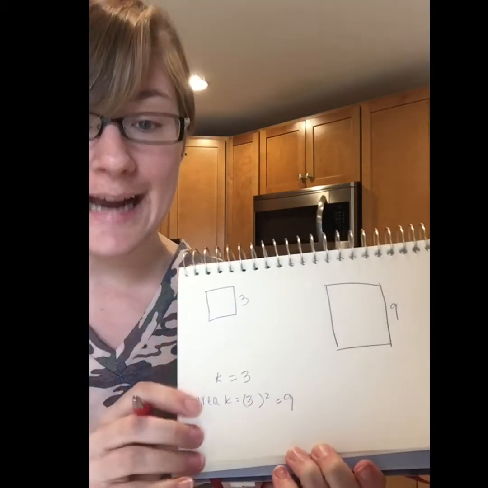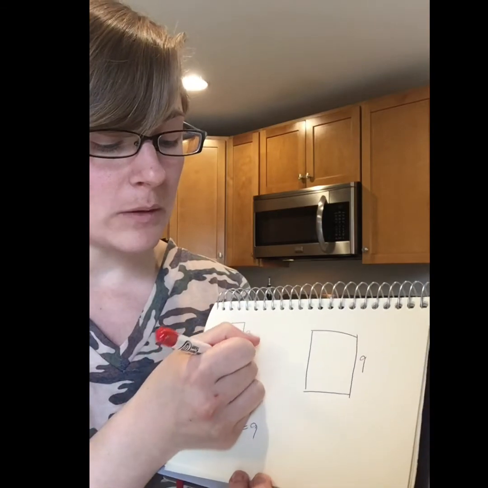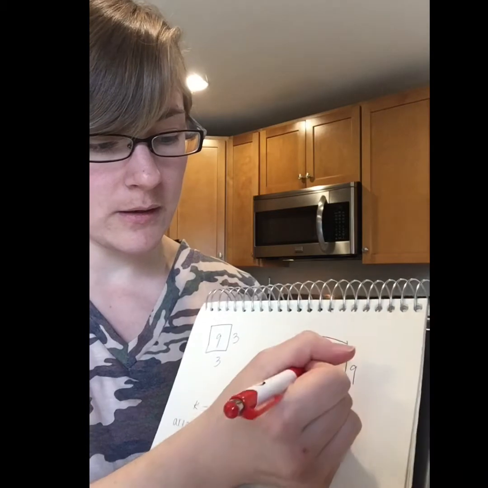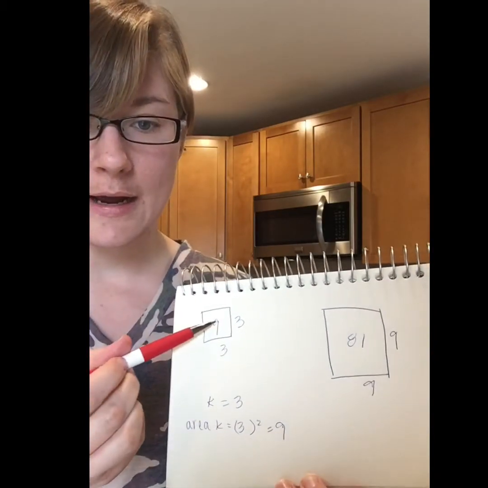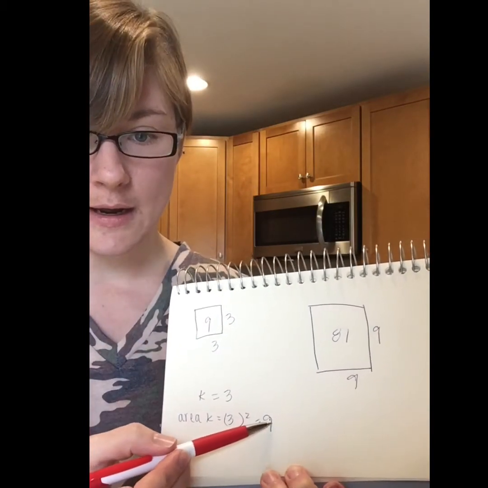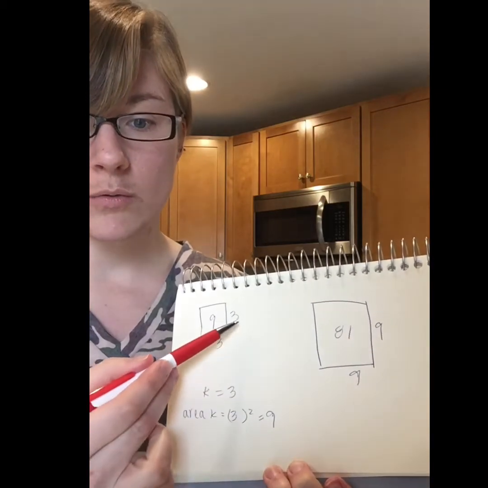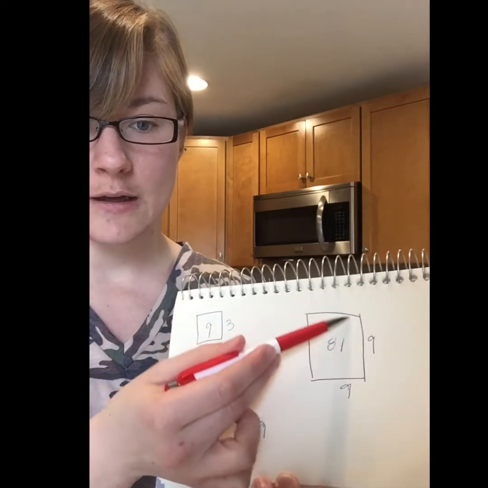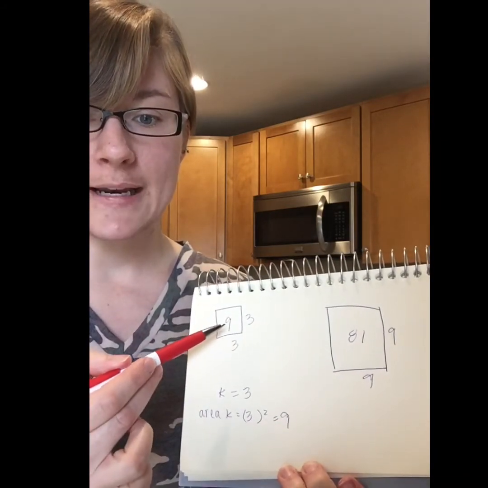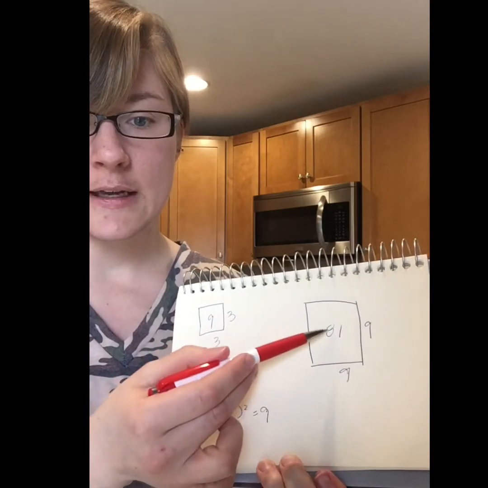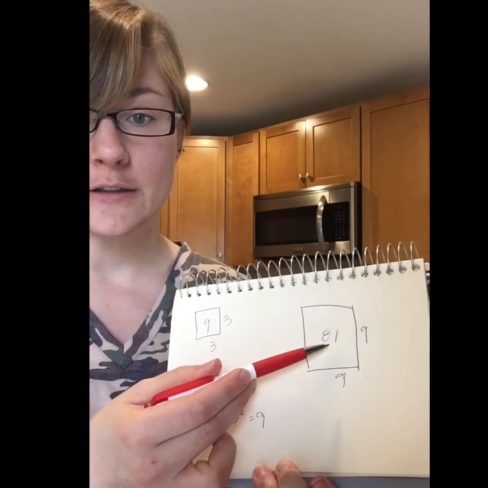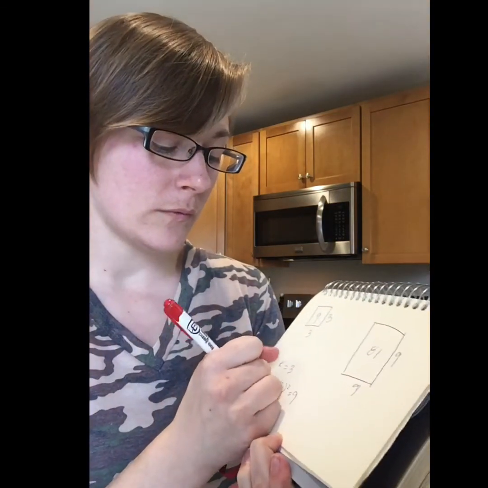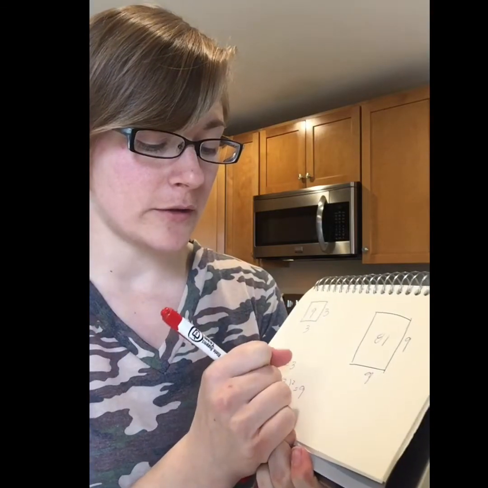So the scale factor for areas would be 9, because this area would be 9, and this area would be 81. And 9 times 9 is 81. So 3 times 3 is 9. That's our side scale factor. But 9 times 9 is 81. That's our area scale factor. But what if I took it a step further and did volume? What is our volume scale factor?